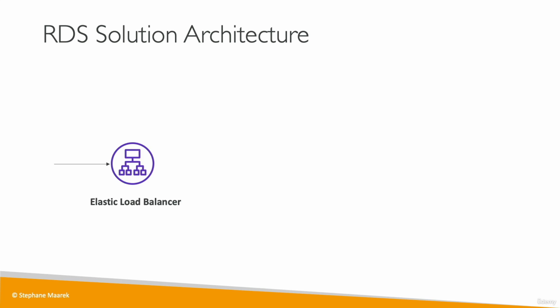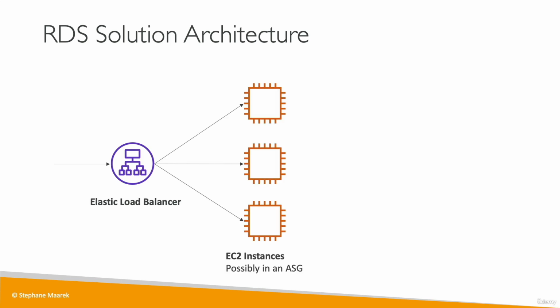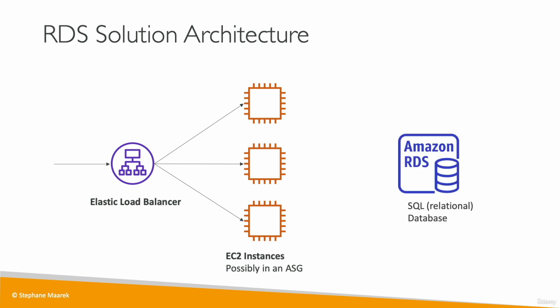Okay, so where does RDS fit within our solution architecture? Well, we have our load balancer, and it's fronting multiple backend EC2 instances. They're possibly in an auto-scaling group, and they need to store and share the data somewhere. And this is structured data, so they're not going to use EBS or EFS or EC2 instance store. They will be using a database. And in this example, it is a relational database, so SQL based. And the EC2 instances will be connecting to the database and doing reads and writes all at once.